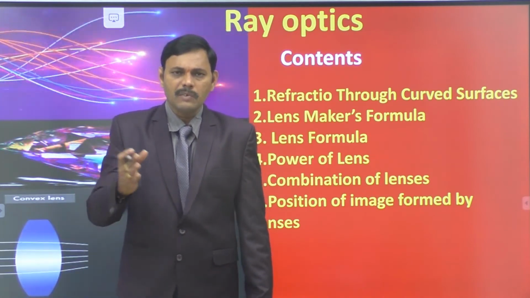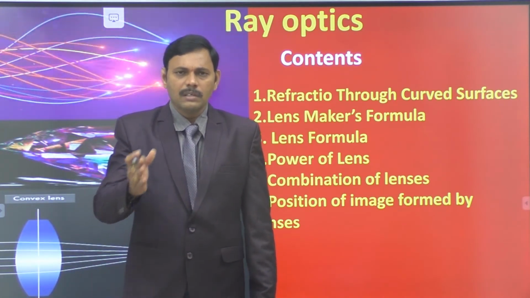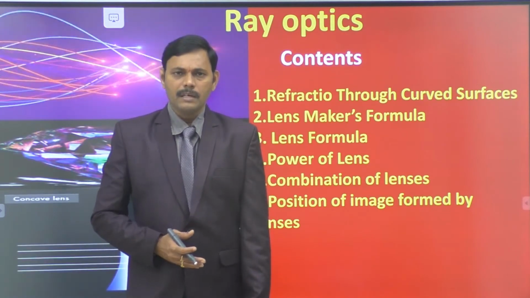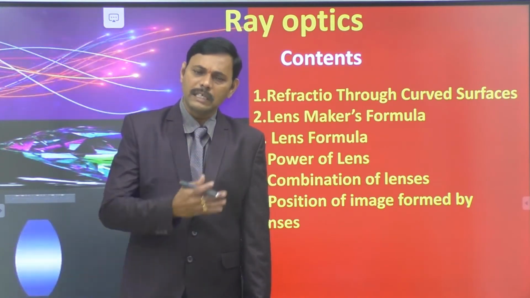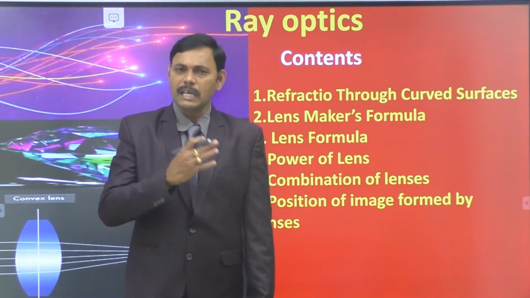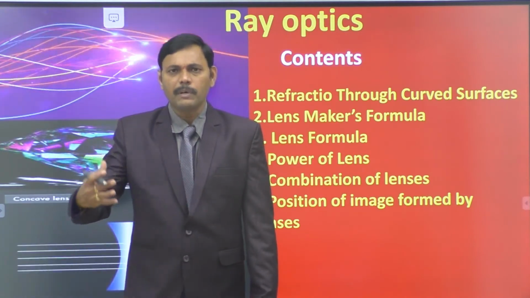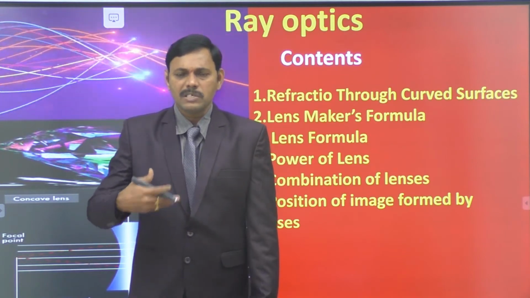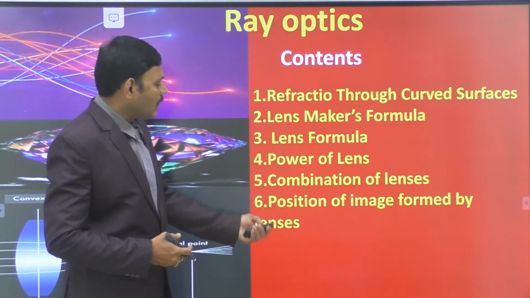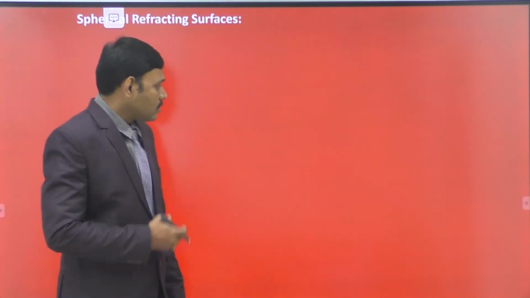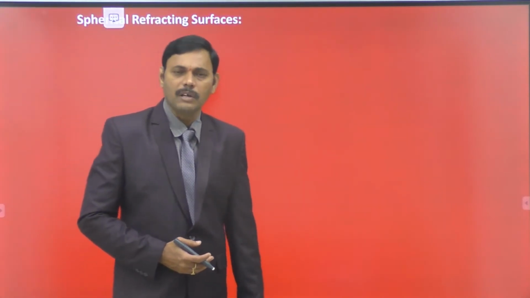Then the position of images formed by the lenses. By changing the position of the object in front of the lens, the image gets modified. Its magnitude changes, and real or virtual, inverted or erect images may be formed depending upon the position of the object. We must have a clear idea about the formation of images of an object kept in front of a lens. So these were the concepts that we have to discuss.